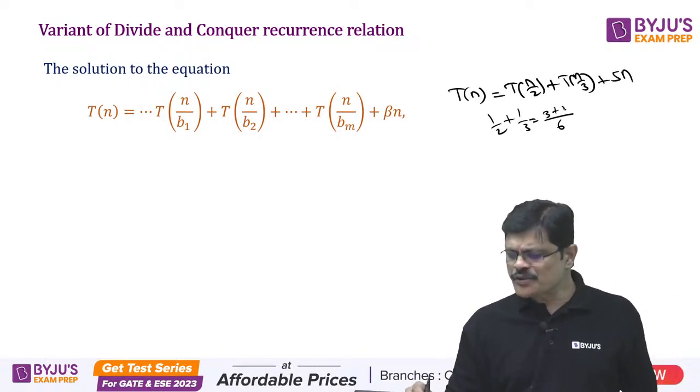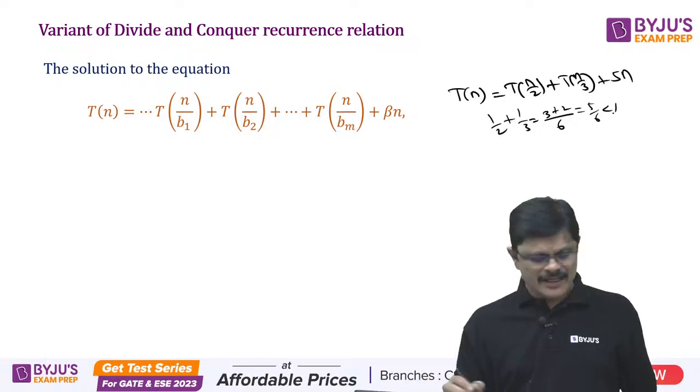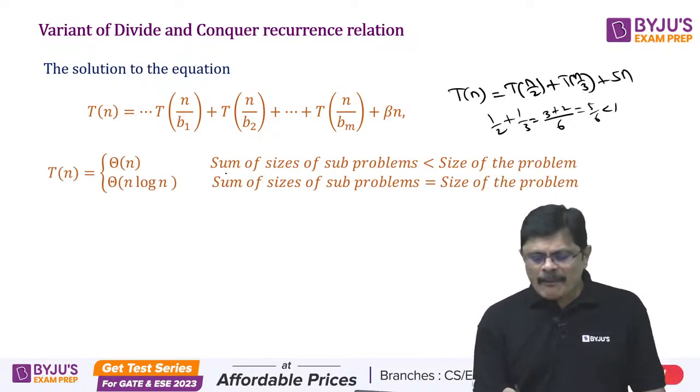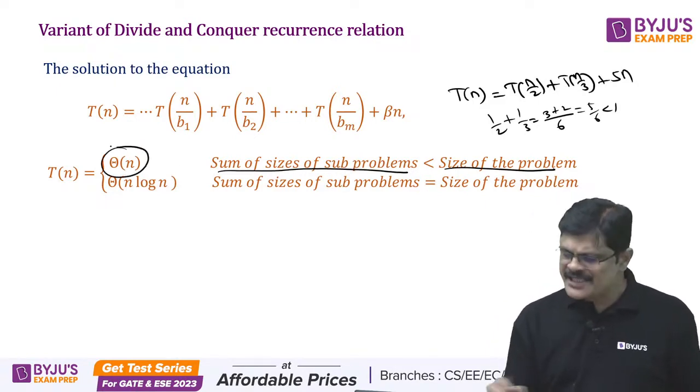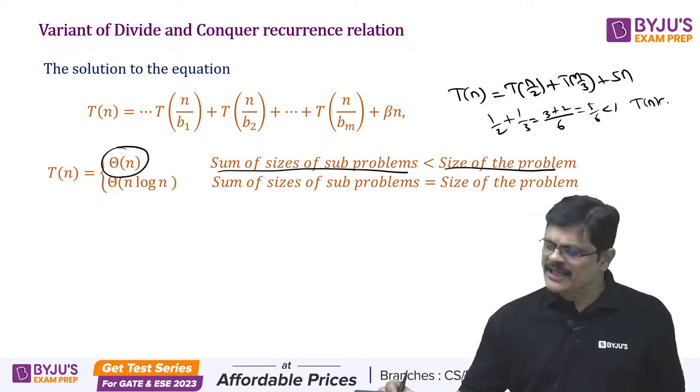So you get 3 plus 2, which is 5 by 6, less than 1. So based on this, if the sum of sizes of subproblems is less than the size of the problem, the complexity of this is theta n. So the complexity of this would be theta n, my dear friends.